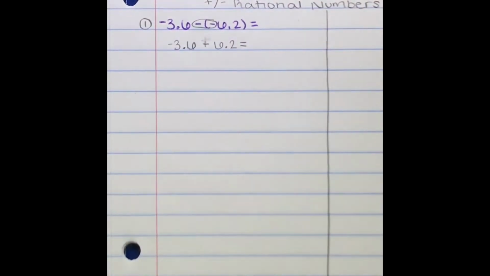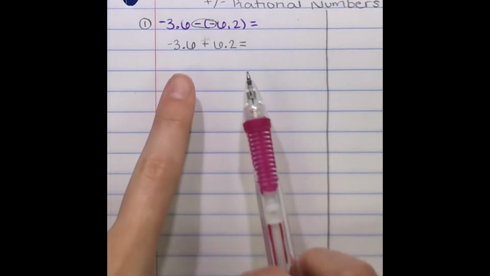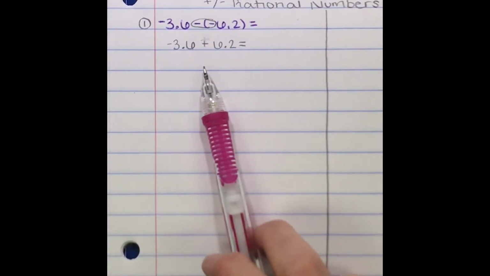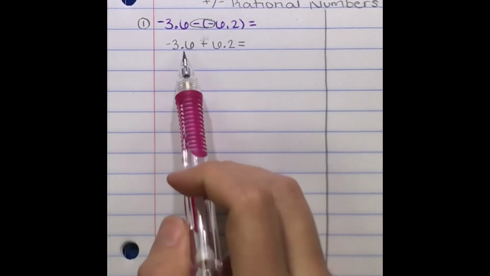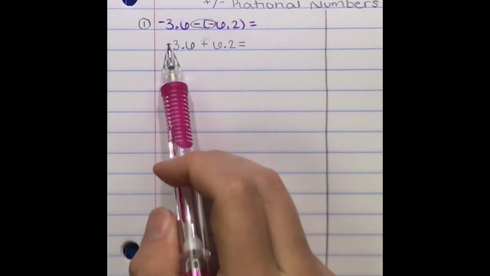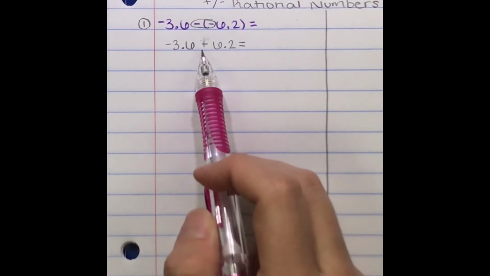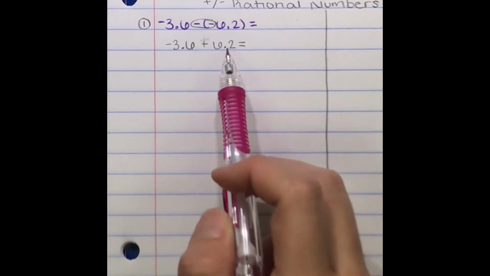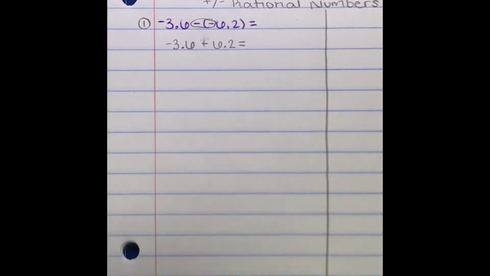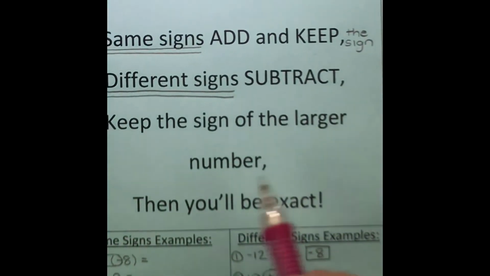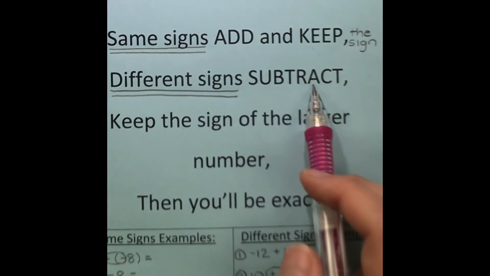Okay, now we can use the song. So the song says they are either the same sign or they are different. Looking in front of the 3.6 is a negative sign. Looking in front of the 6.2 is a plus sign. That makes that positive. So are they the same or are they different? They're different. So the song says different signs subtract.